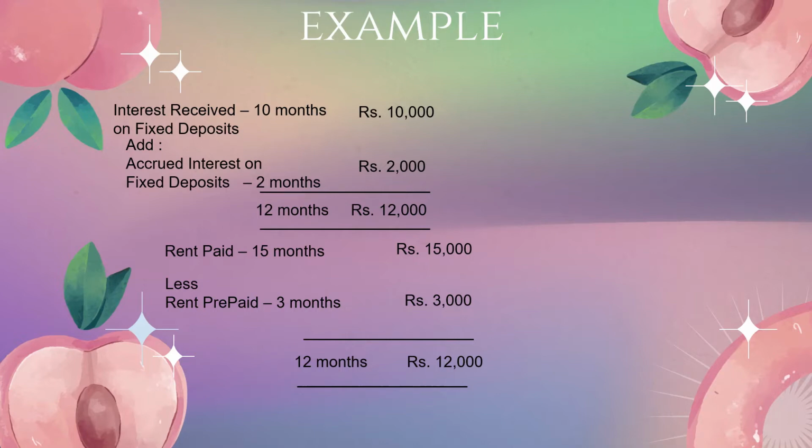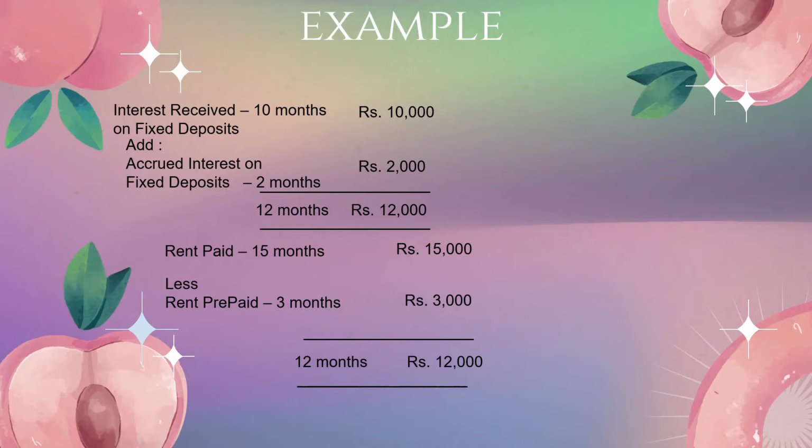How will you do that? Because this 2 months interest belongs to this accounting period, but we have not received it, still we have to write it. You have to add accrued interest with the interest received. Accrued meaning is outstanding. Okay, accrued interest on fixed assets. So now you are adding and showing. So now 12 months interest is 12,000.